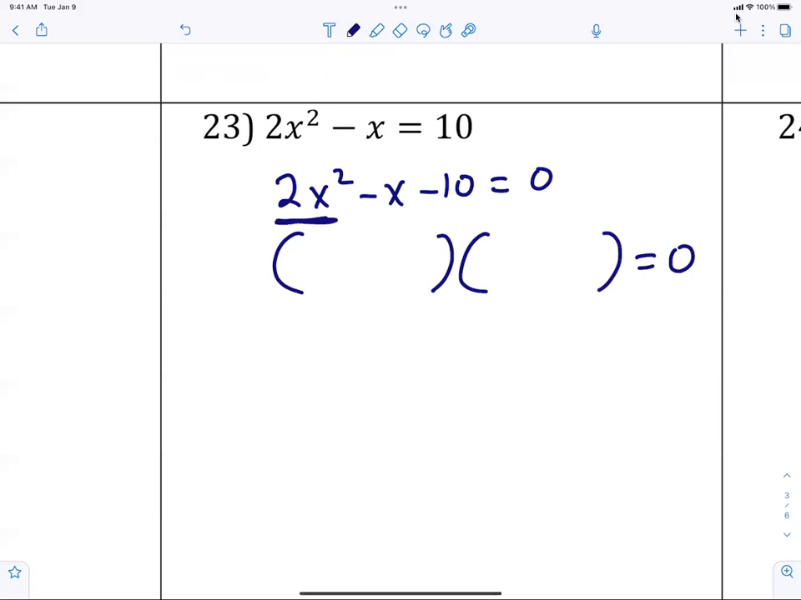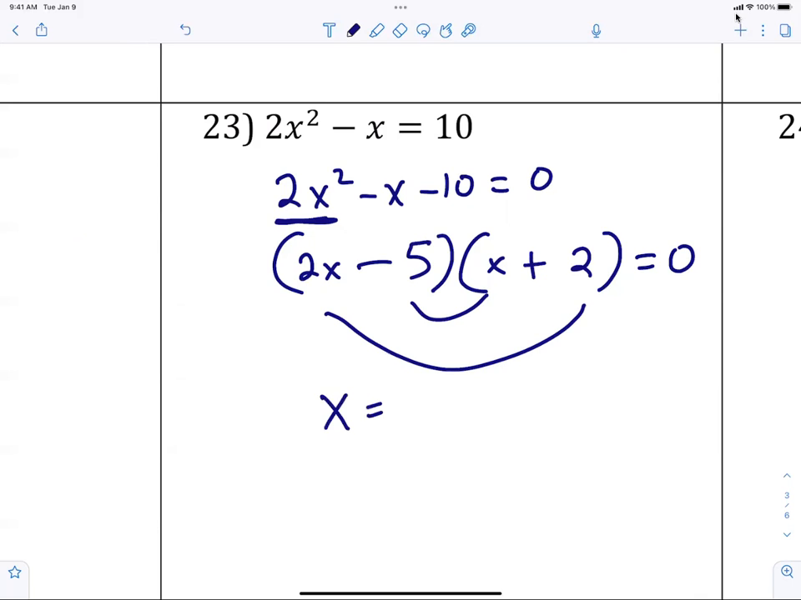So what do I get with 2x squared? 2x and x. Factors of 10. Can 2 go on the left? No, it's got to go on the right. And some of you, I don't even think you understand that. You're just too chicken to ask. 5 goes over here. How much is this? I need it to be -1. So the 5 is negative and the 2 is positive, so then we say x equals 5/2, comma, or -2. There we go.